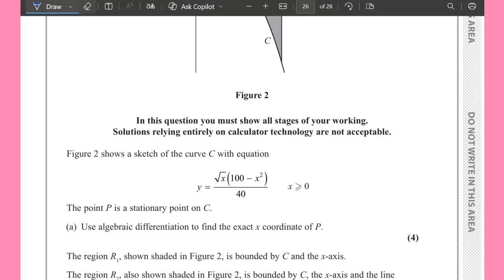You're told that figure 2 shows a sketch of the curve C with the equation y equals the square root of x times (100 minus x squared), everything divided by 40, where x is greater than or equal to 0. The point P is a stationary point on C. Use algebraic differentiation to find the exact x coordinate of P. So let's start with part A.